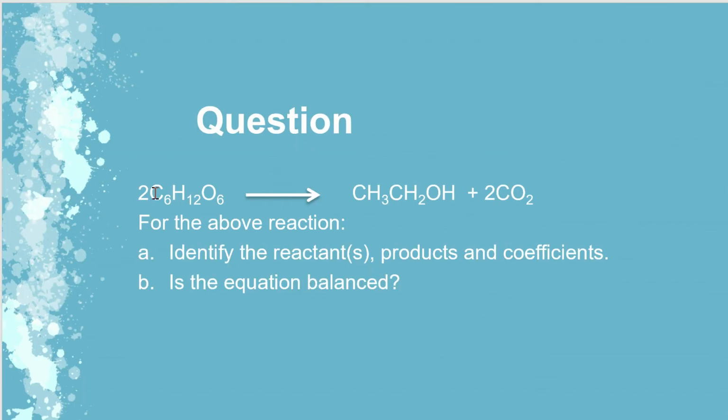All right, our first question says we have 2 molecules of glucose here, and that gives us ethanol and carbon dioxide. The question says, for the above reaction, A, identify the reactants, the products, and the coefficients. And part B says, is the equation balanced? Take a second and try to attempt this before you move on to the next slide.